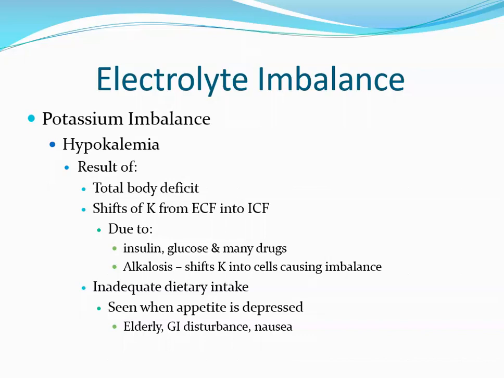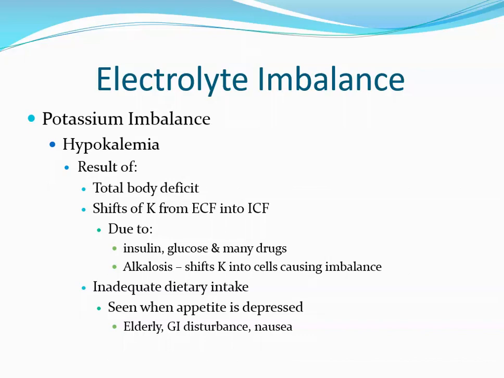Glucose and many drugs will stimulate the cellular uptake of potassium. Also in alkalosis, which we will be talking more about in just a little bit, potassium will shift into the cells, and this can cause an acid imbalance. When a person is suffering from alkalosis, their pH is too high. In order to lower the pH, a good source of hydrogen ions are found inside of the cell. So hydrogen ions will come out of the cells to try to balance the pH.